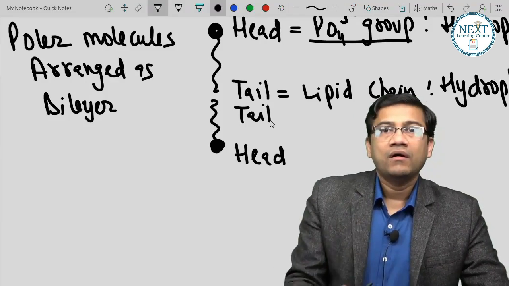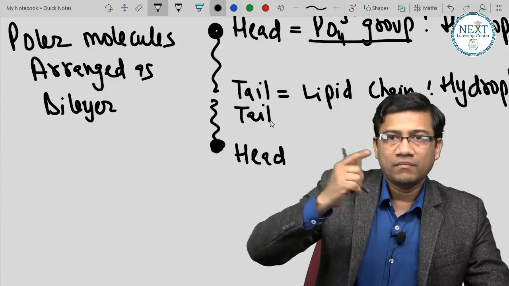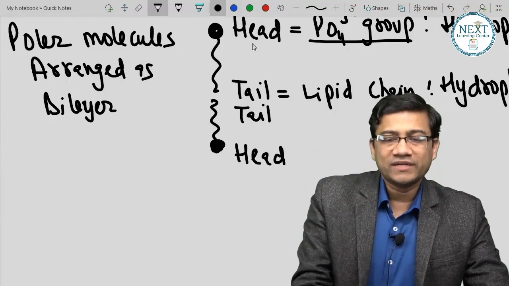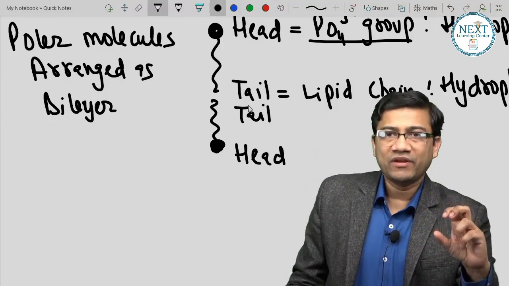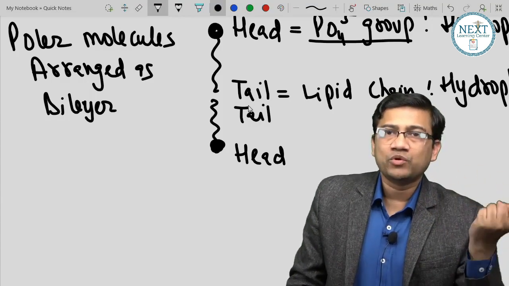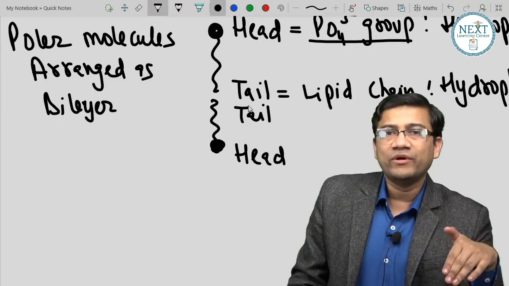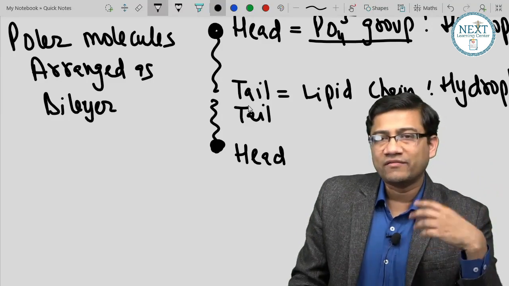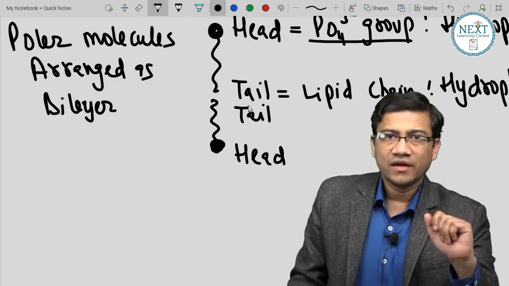The outer surfaces. So now the tail ends get hidden between the water loving head ends, and that is why both ICF and ECF fluid is now in contact with the head ends. Okay.